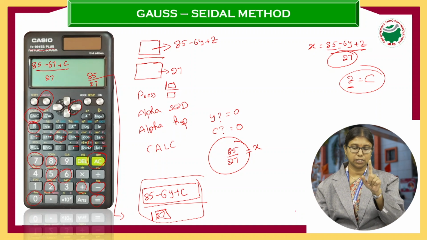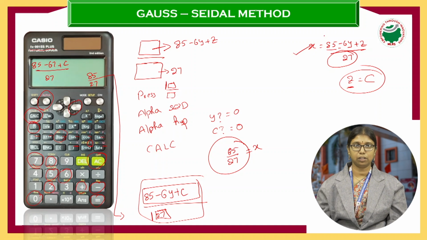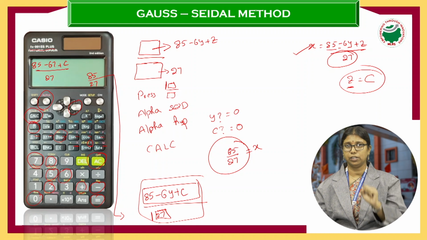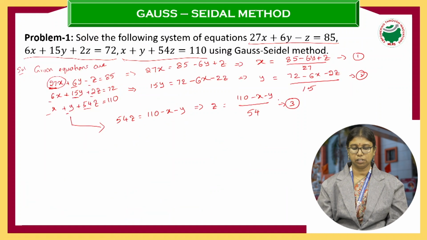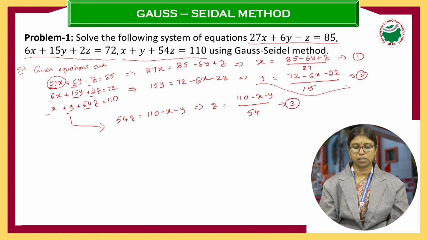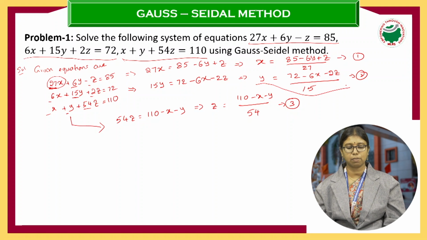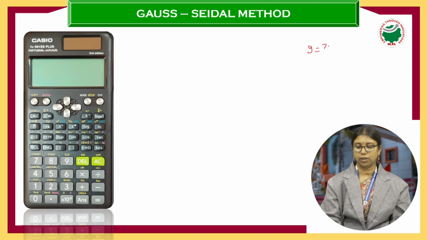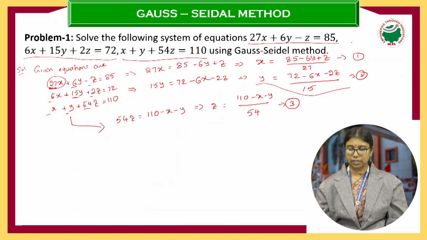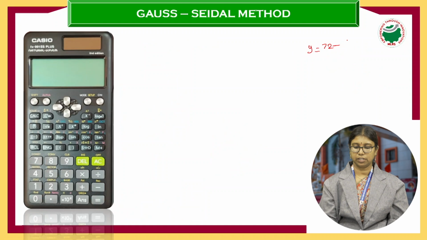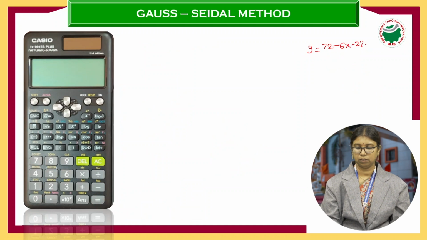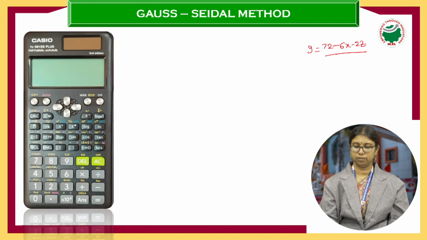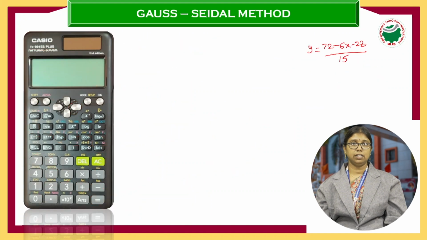We just entered the first equation and calculated only the x value. To get the values of y and z at a time, you have to run 3 equations. Now, what is the second equation? Your second equation is y equal to 72 minus 6x minus 2z by 15. So this is the second equation.